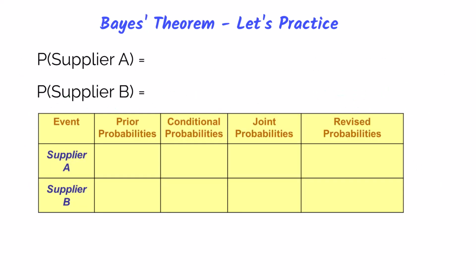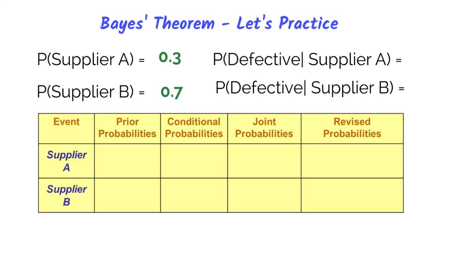So the probabilities for each supplier providing a shipment of materials will be our prior probabilities. So supplier A provides 30% or 0.3 of materials. Then the probability of supplier B providing the rest of our materials is 70% or 0.7. So the new information that we have, or the conditional probabilities, is the chance of having defective materials. So we were told that the probability of supplier A providing defective materials was 15% or 0.15, and the probability of supplier B providing defective materials was 10% or 0.1.